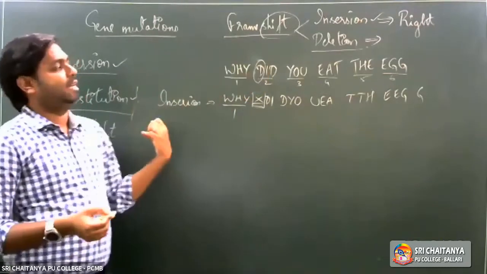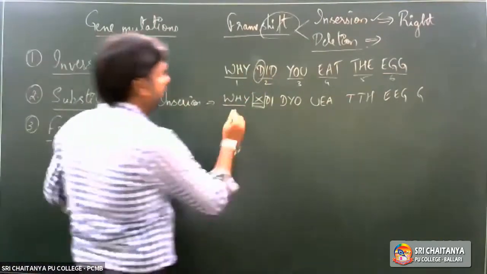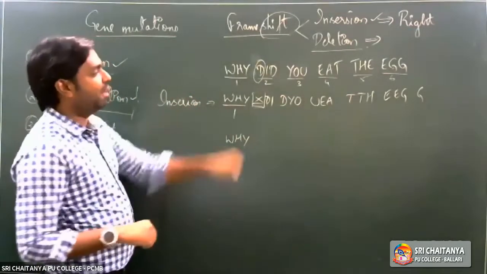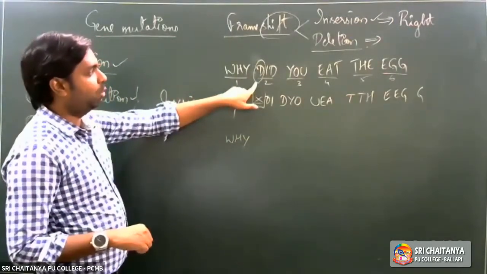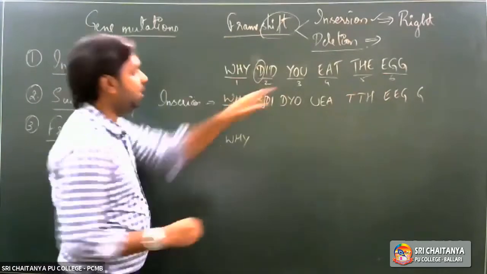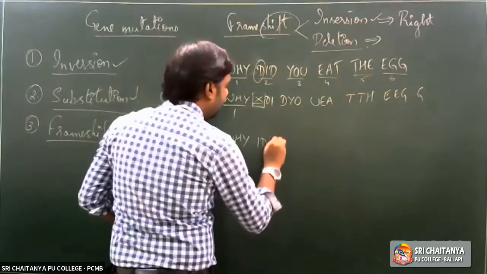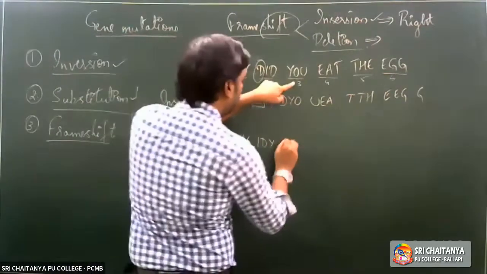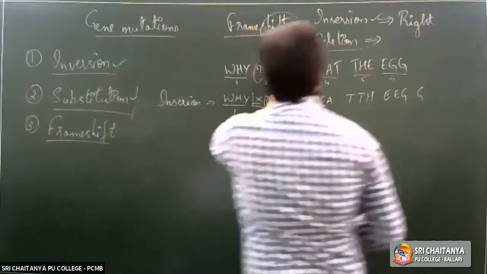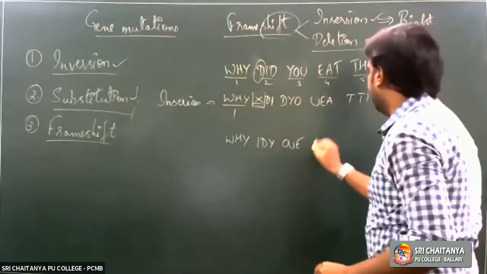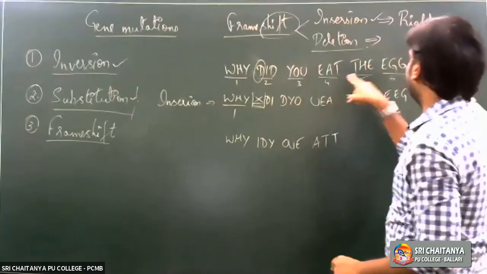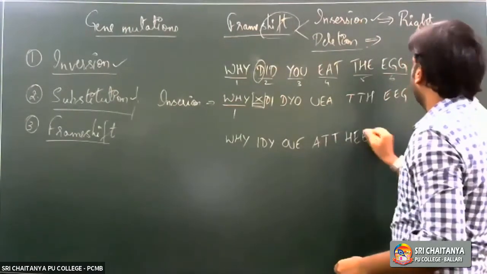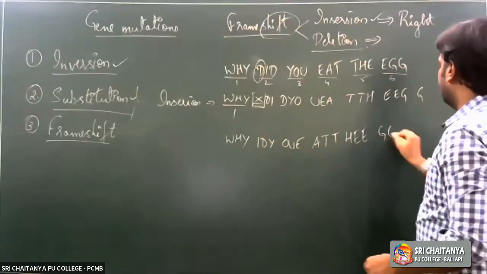Now if D is deleted from the second frame, what would be the condition now? First frame unaffected. What would be the second frame now? D is not there, so it would be I, D, U. Third frame would be O, U, E, right? The next frame would be A, T, T. The next frame would be H, E, E, right? The last frame would be G and G.